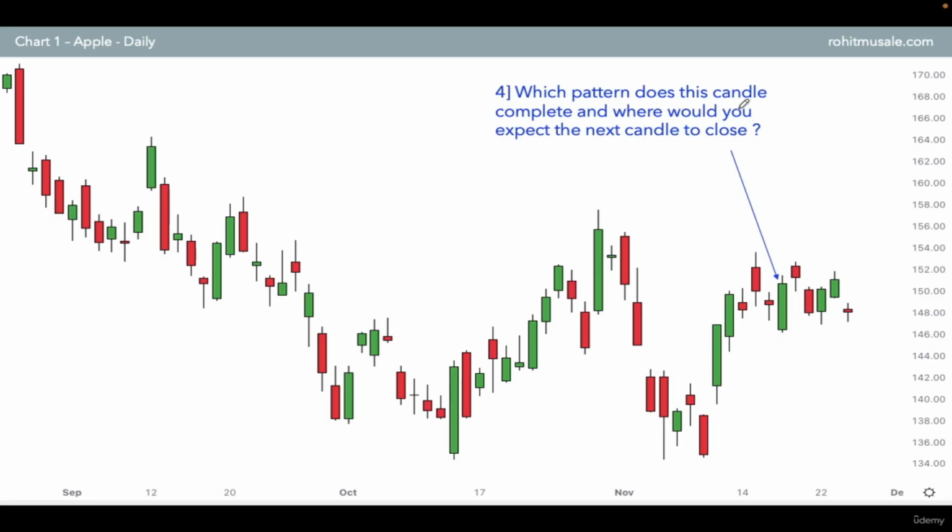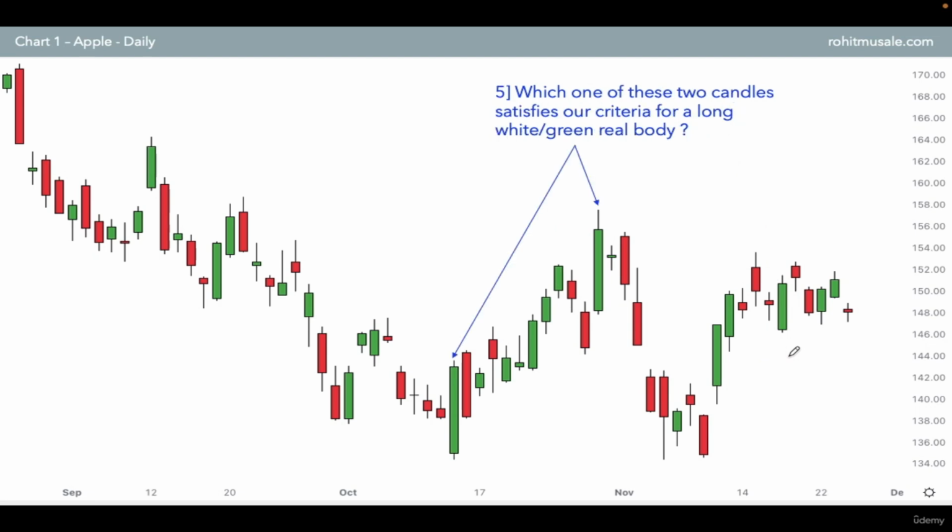Number 4, which pattern does this candle complete and where would you expect the next candle to close? So we are looking at this candle now, this white candle. What pattern is it completing? And once you identify the pattern, you have to tell me what you expect the next candle to do. So that's a hint for you there. Number 5, which one of these two candles satisfies our criteria for a long white or green real body?